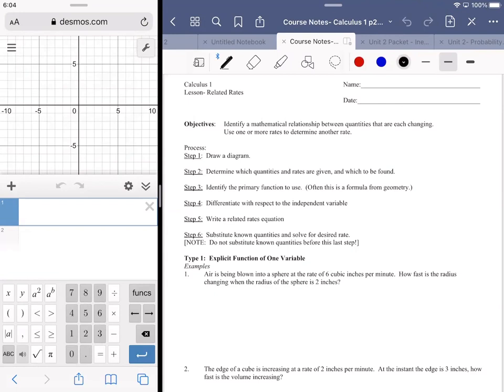Like draw a diagram, may or may not be helpful. Determine which quantities and rates are given and which are to be found, pretty helpful. All right, identify the primary function to use. Often this is a formula from geometry, pretty helpful. Differentiate with respect to the independent variable, not very helpful, because that depends.